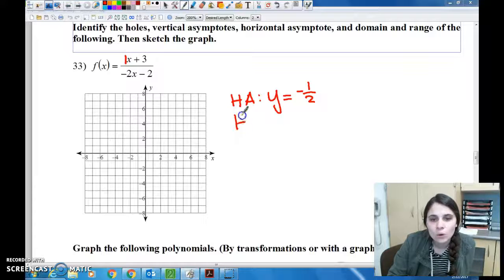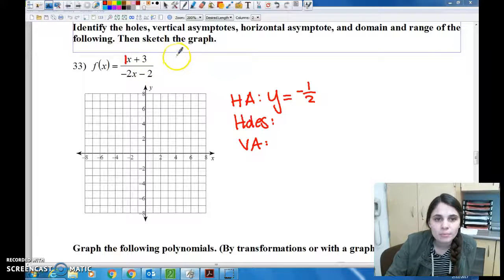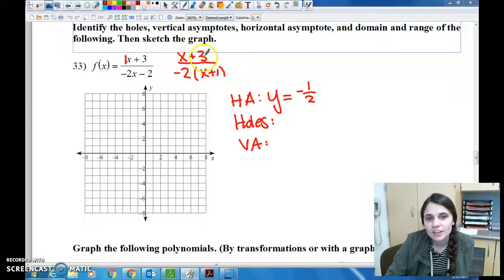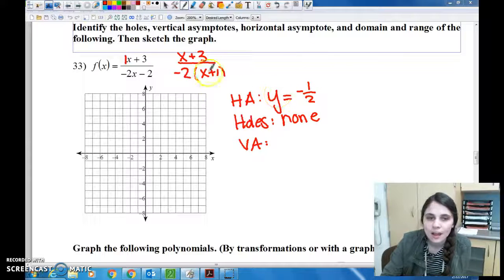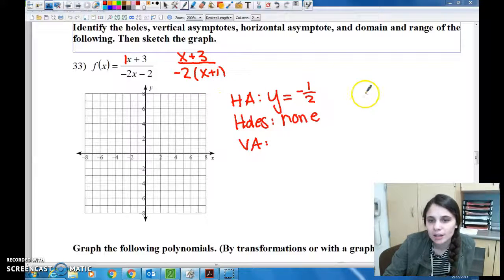And then to find your holes and your vertical asymptote, you need everything to be in factored form. So the top is pretty much as factored as it gets, but the bottom, I can factor out a -2, and then I'm left with x plus 1. So in this case, nothing cancels, which means I have no holes. You have a hole from anything that cancels out. And then I have an x plus 1 left in my denominator.